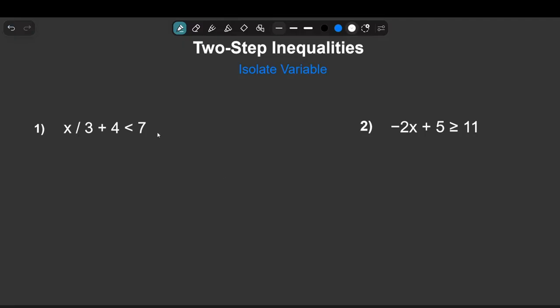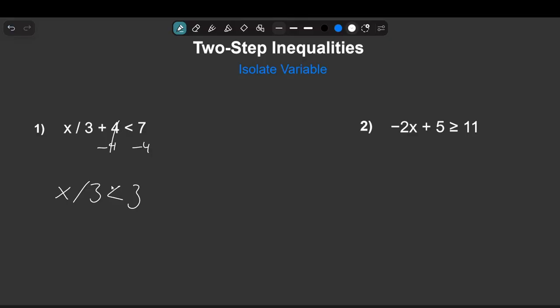Now, to do this, we're going to start by subtracting 4 on both sides, like this. So we're going to do minus 4 and minus 4. Well, these two cancel each other out, so we are just left with x divided by 3 is less than 7 minus 4. Well, 7 minus 4 equals 3, so we have x divided by 3 is less than 3.